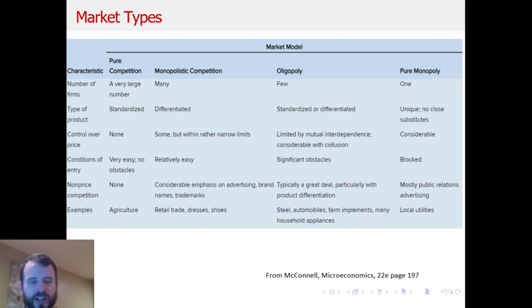And then finally, pure monopoly, which I just call monopoly because monopoly already means one. So pure monopoly just means it's perfectly one. I don't know why your book uses pure monopoly. It's the only time I've ever seen this. But the number of firms is one. The type of product is unique. You can't have other products in monopoly. And there's different barriers to entry for monopoly. It could be natural. There's only so much demand. It could be a high fixed cost.